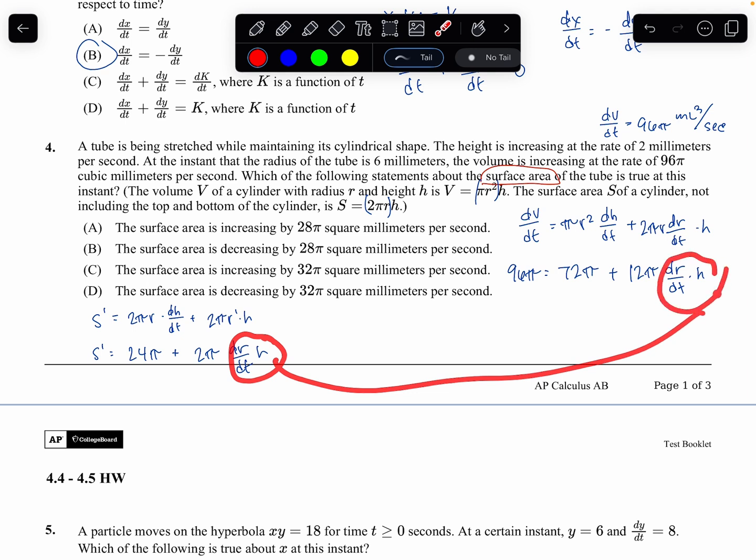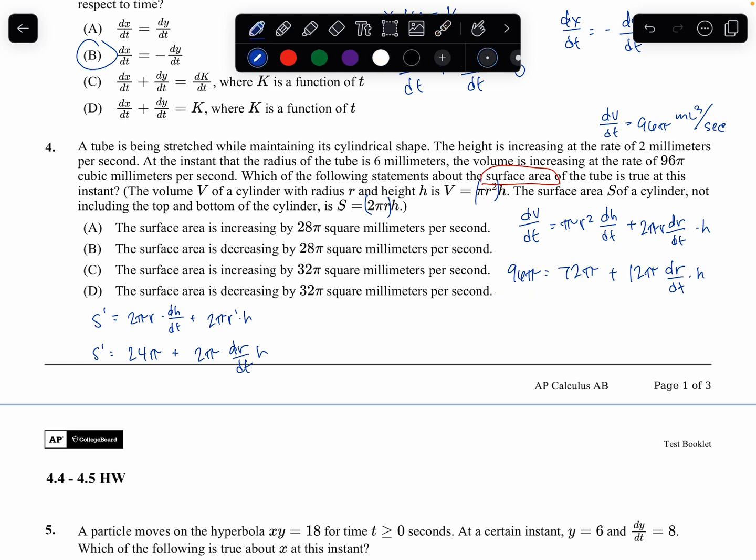So these are things that I don't know. But the difference here is that I have two unknown parts right here, but I could solve for this part right here by getting rid of these terms. So I could subtract 72 pi, and that's going to give me 24 pi, which is equal to 12 pi dr/dt times the height. And I could divide by 12 pi, which would give me 2 is equal to dr/dt times h.